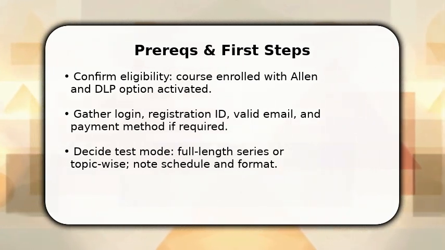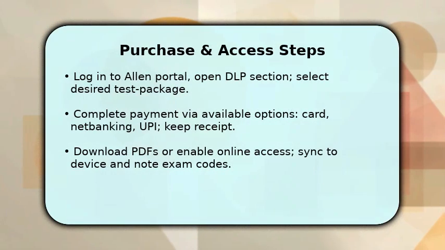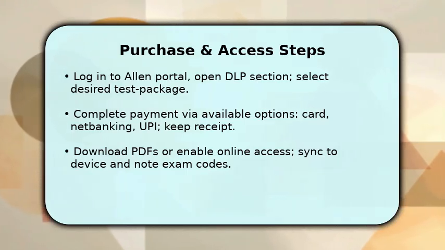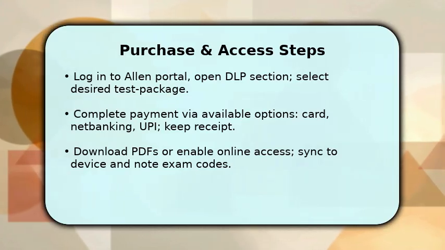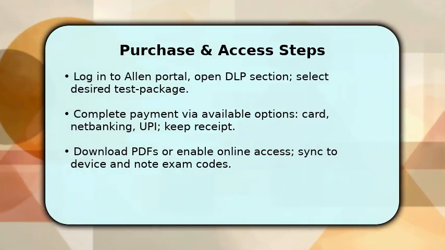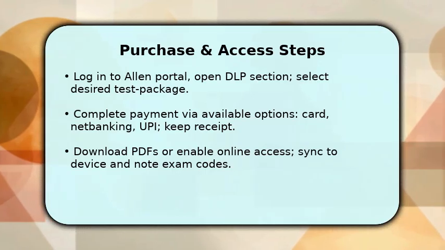Once you've chosen the package, log into the Allen portal and navigate directly to the DLP section. Select the exact test package and configurations you want. Then complete payment using card, net banking, or UPI, and save the receipt or transaction ID. This is your proof if access stalls.